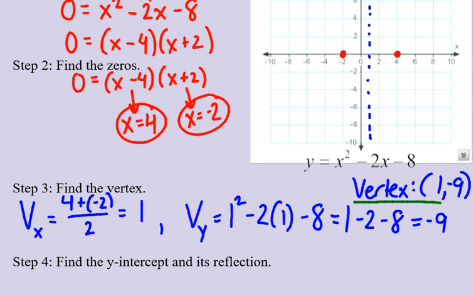So I'll do this actually in green. 1, -9 will be right there. There's the vertex. That's where it's located. This step right here, you can actually do using a calculator. I'll show you how you can do that.